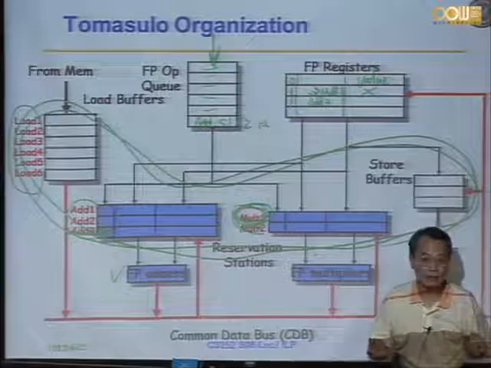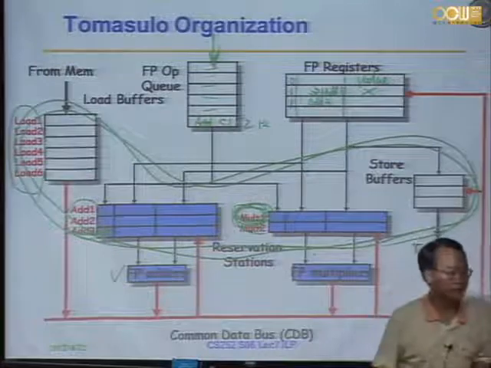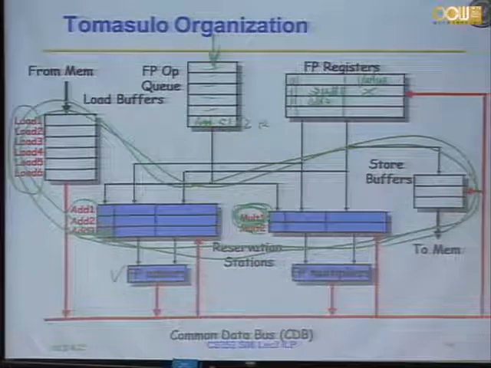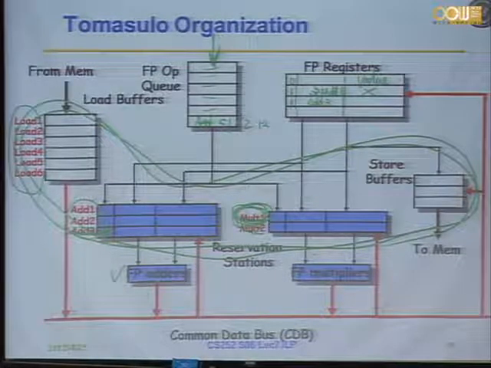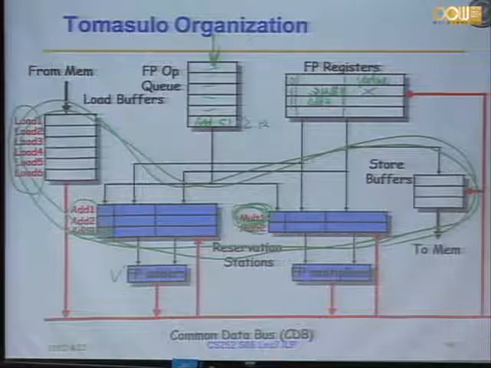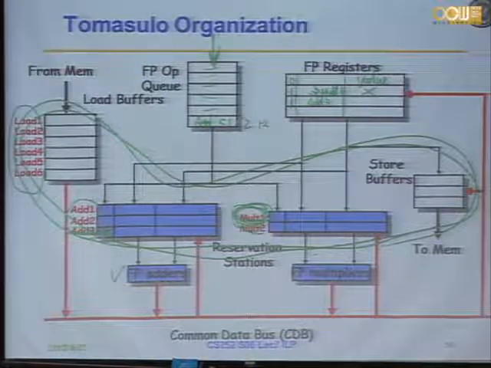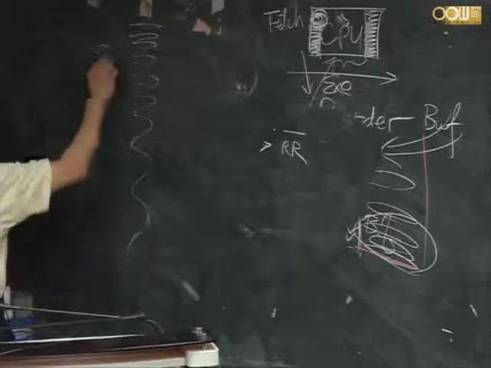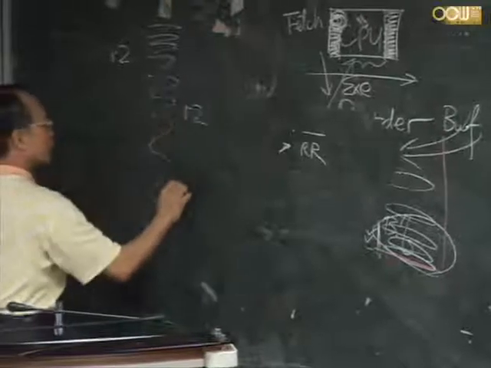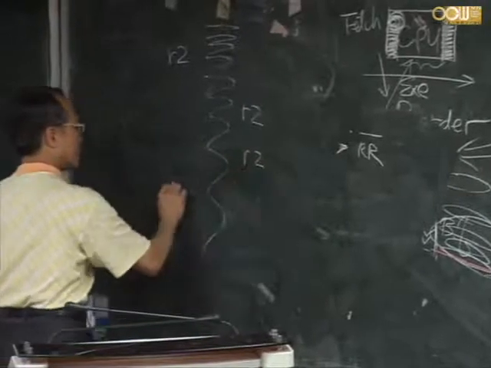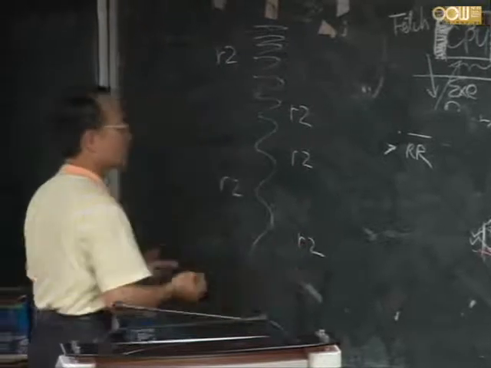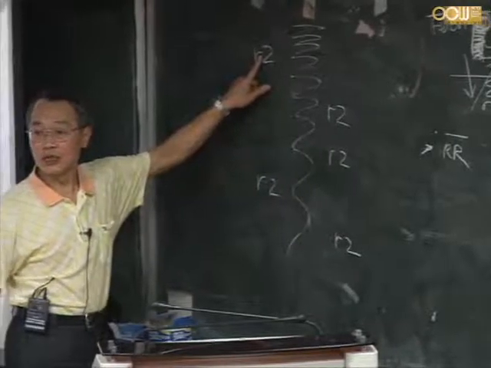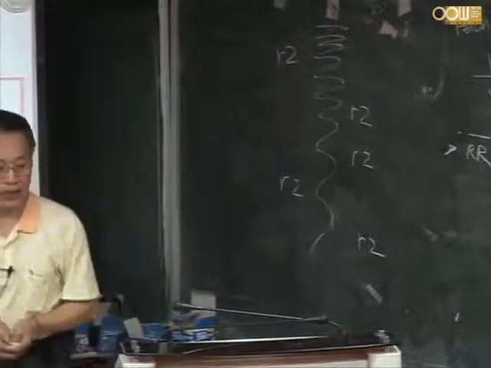Okay? But then how do the older ones finish commit? I don't think you quite understand the whole thing. Let me give you an example. The example is my instruction sequence: this one writes R2, and this one reads R2, reads R2, writes R2, reads R2.